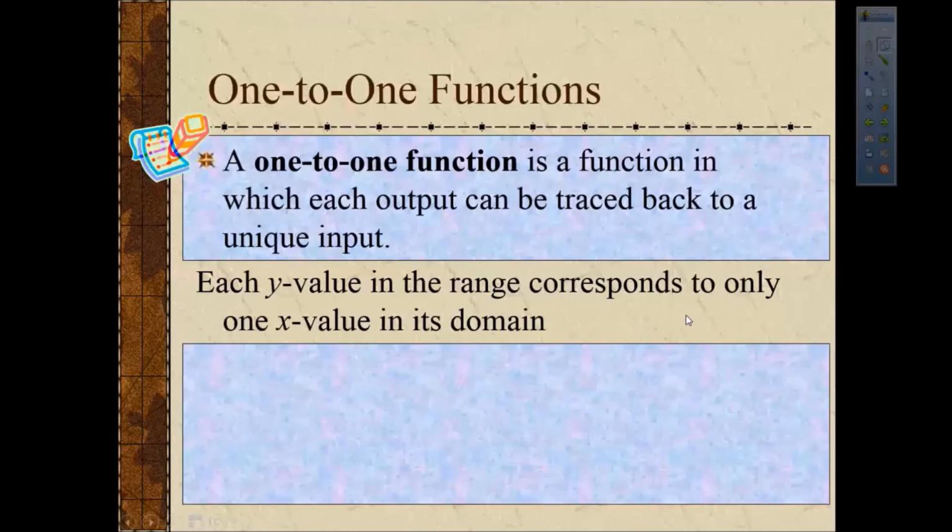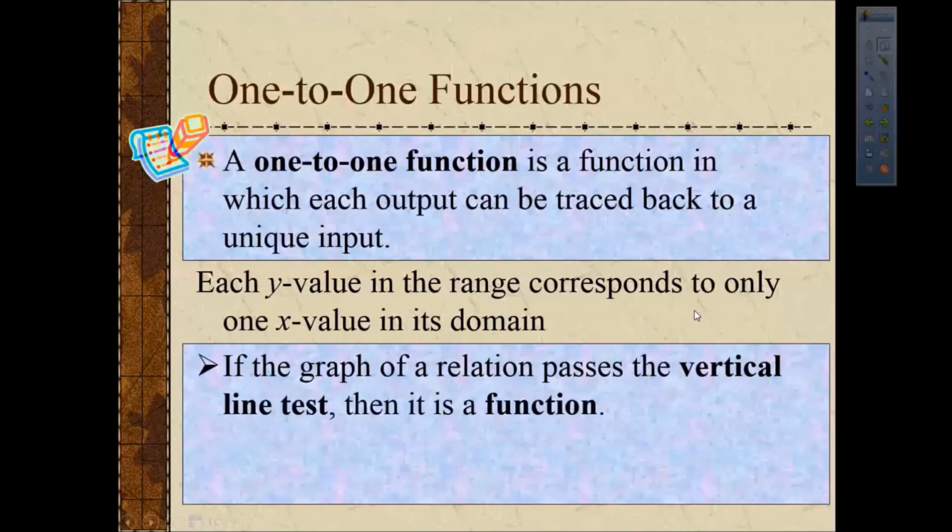Previously, when we've talked about functions, we have seen some functions where you can get the same y value from two different x values. Well, that is not allowed in a one-to-one function. I cannot get the same answer twice.